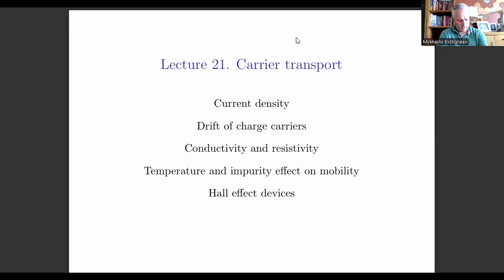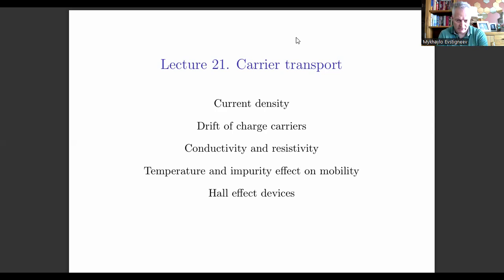Hello, everybody. In this lecture, we begin a new topic. Actually, it is topic number 4 in the second part of this course, carrier transport in semiconductors. We will explore how the charge carriers, electrons and holes, respond to an external electric field, but also to an external magnetic field a little bit, and also how they behave in the presence of the non-uniformity of their own concentration. That will be in the next lecture, Einstein relation.